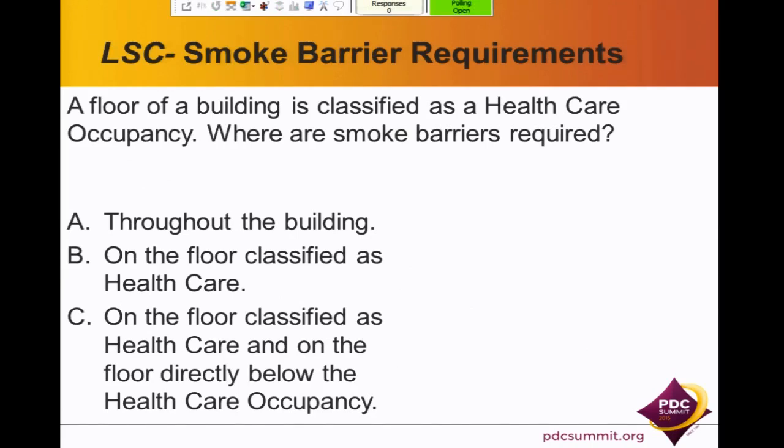A floor of a building is classified as a healthcare occupancy. Where are smoke barriers required? We'll close the polling in just a moment.